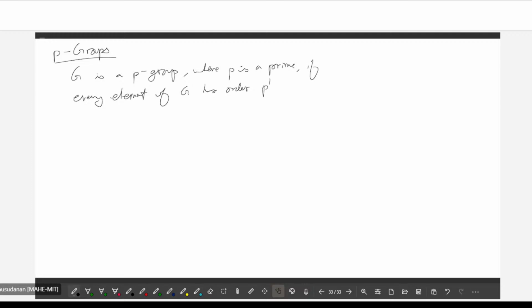No, order P to the power K for some K. K is not fixed in advance. Each element has some P power K order. Every element has order a power of P, not necessarily the same power. Obviously that's not possible otherwise. Also the identity element will have only order one. So each element has order some prime power, particularly power of P, not different primes. P is fixed in advance.